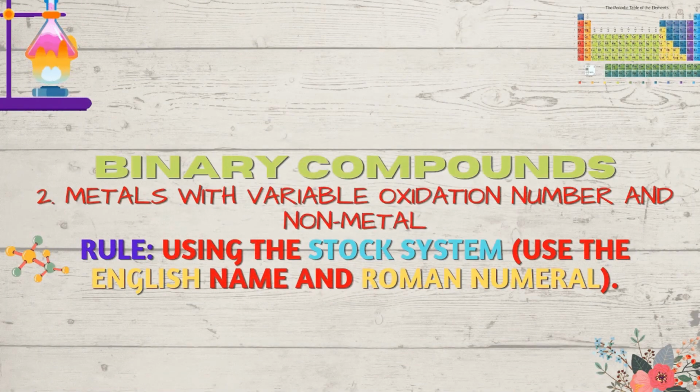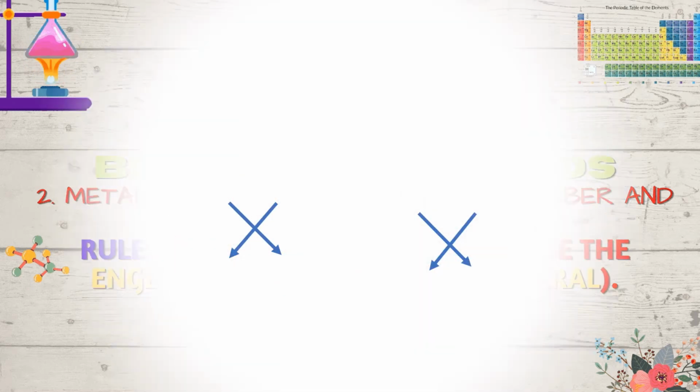Okay, so let's move on to the next rule. We're still on the metals with variable oxidation number and non-metal, now using the Stock system. So when you use the Stock system, meaning you're going to use the English name, kung ano yung pangalan niya sa periodic table natin, and we use the Roman numeral to indicate the oxidation number.